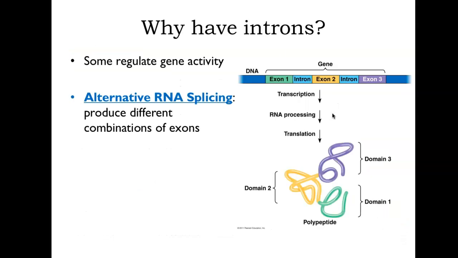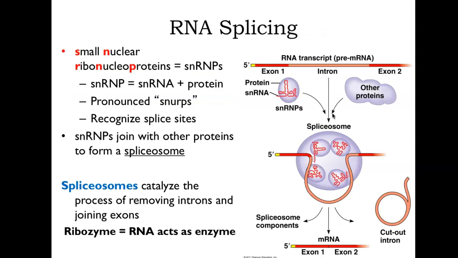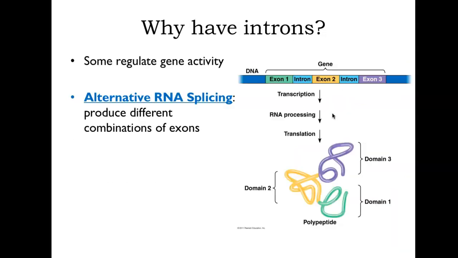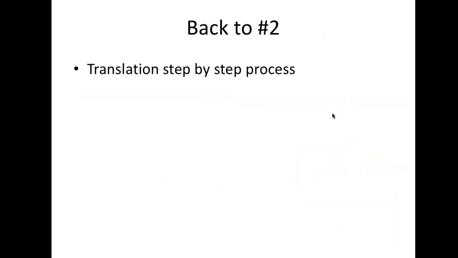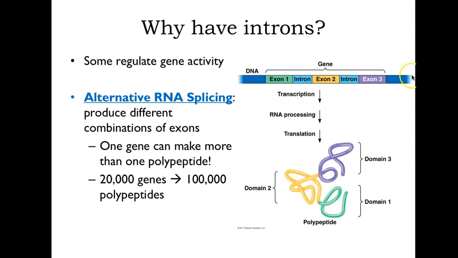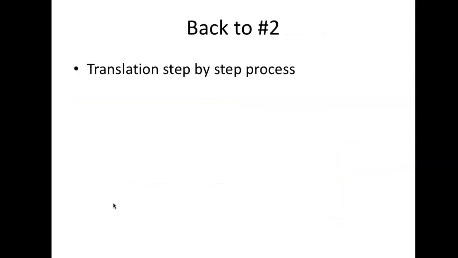So why have introns? Like, why do this? That seems kind of inefficient, right? Actually, it's not. So we have RNA splicing because we can have alternative RNA splicing, meaning depending on the combination of introns and exons, you can end up with a completely different protein. And that allows us to have 20,000 genes, yet we're able to make 100,000 polypeptides, which is actually pretty cool and more efficient than if we just did it the other way. So I would definitely understand this right here. If you don't, then seek clarification from me or from the internet.